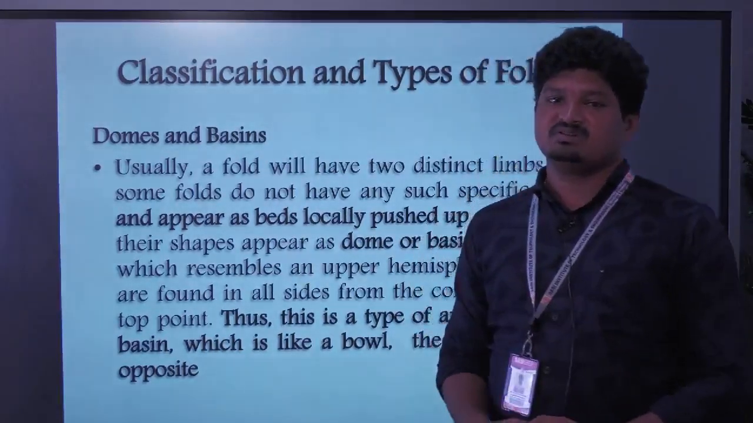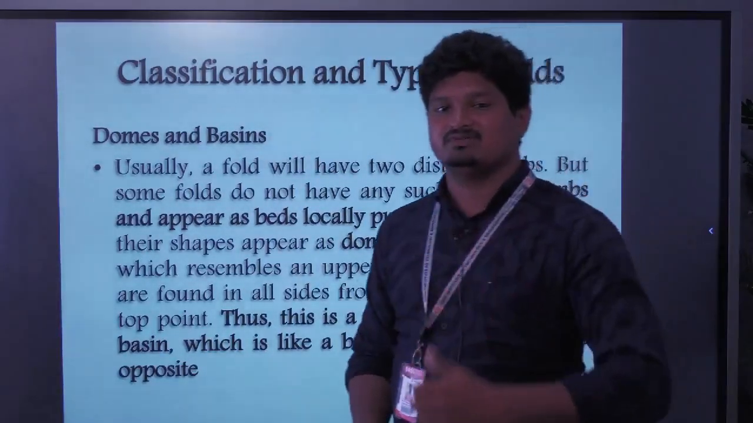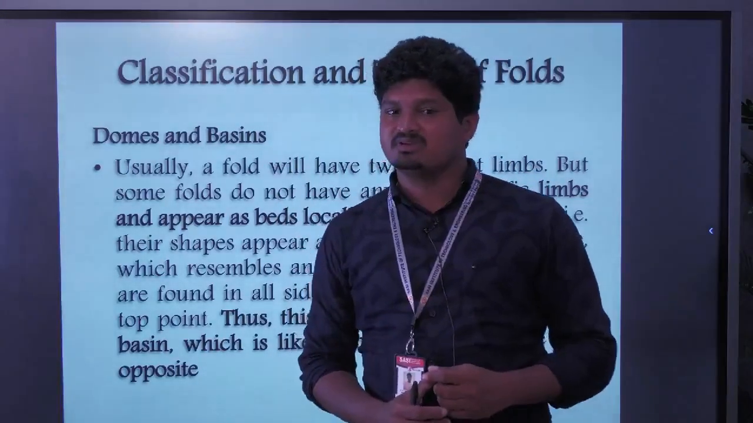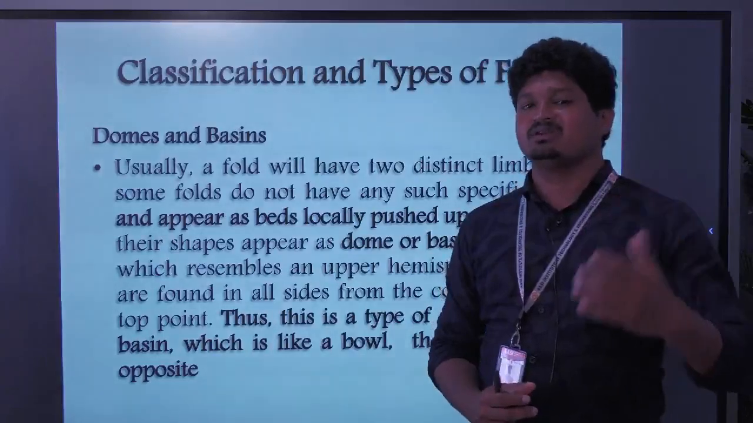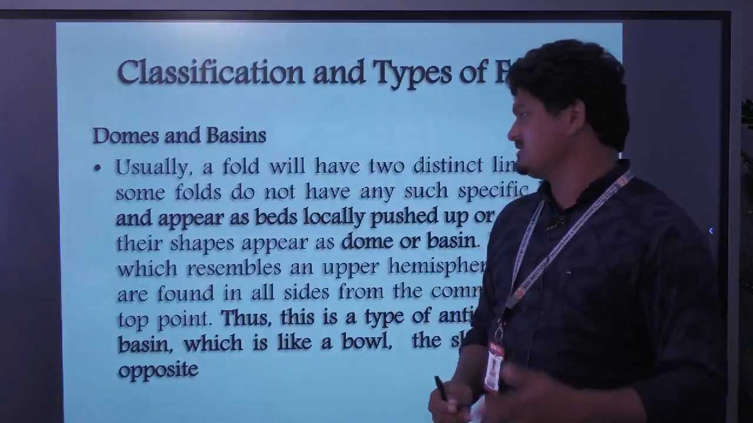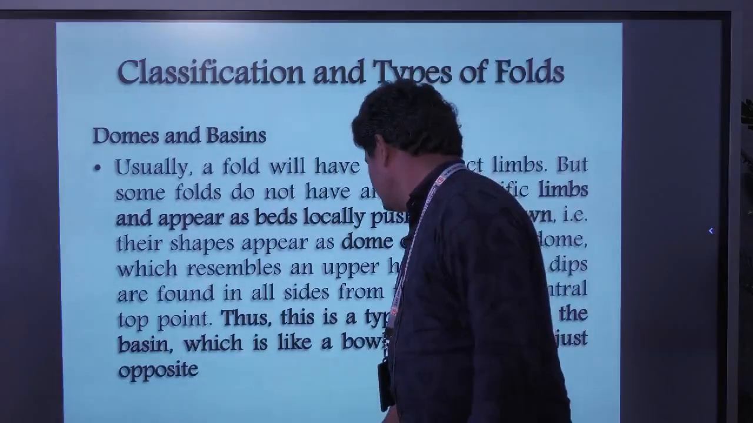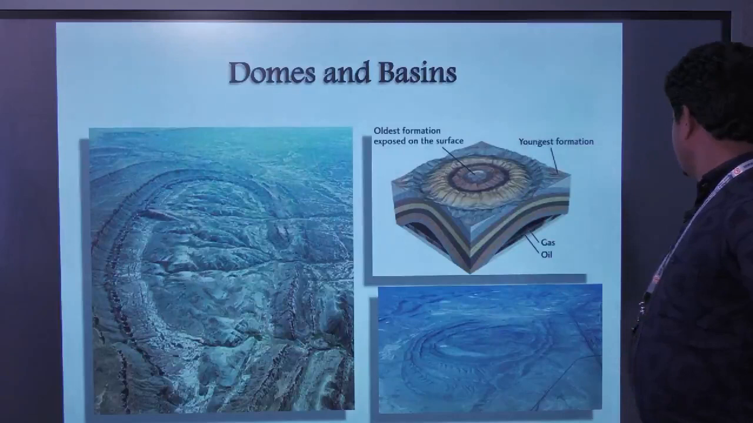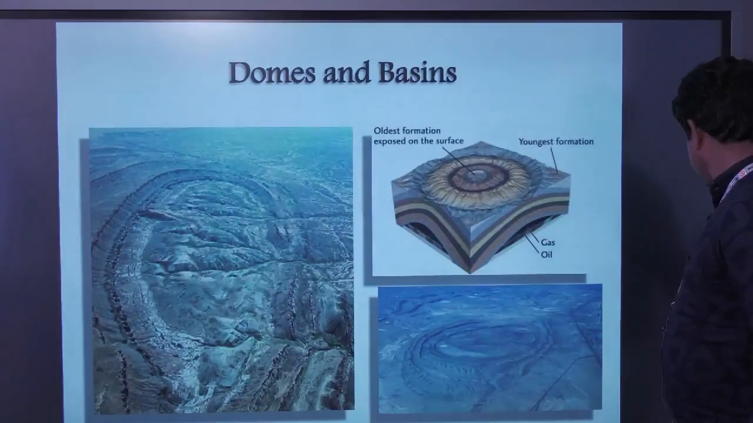As for the importance of domes and basins, most basins are identified with different types of oil and gas production. For example, the Krishna Godavari basin, the KG basin, has a thick accumulation of oil and gas that we are able to see in the present-day scenario. So this is the dome and basin structure.